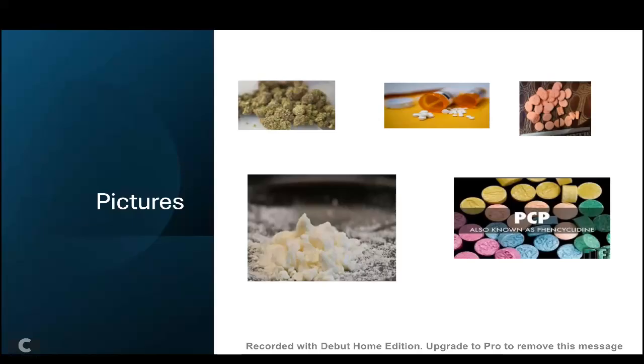Here I have some pictures of these different drugs. The top left is going to be a picture of marijuana. Your middle is going to be your opioids, and this includes things like codeine or heroin can be one. Your top right is going to be some amphetamine. One of these drugs can be meth. Your bottom left is going to be cocaine, and then your bottom right is going to be PCP or penicillin.